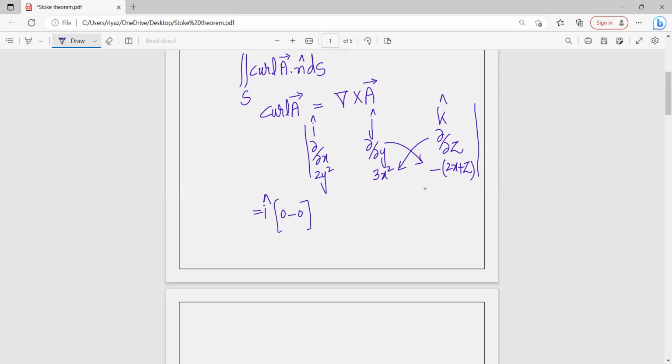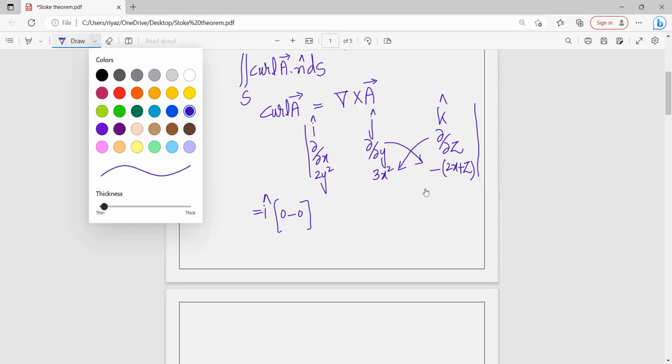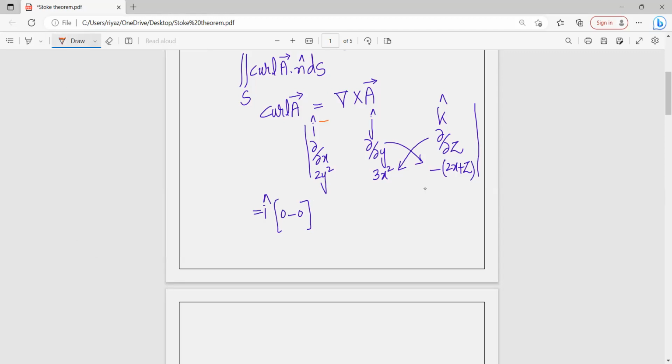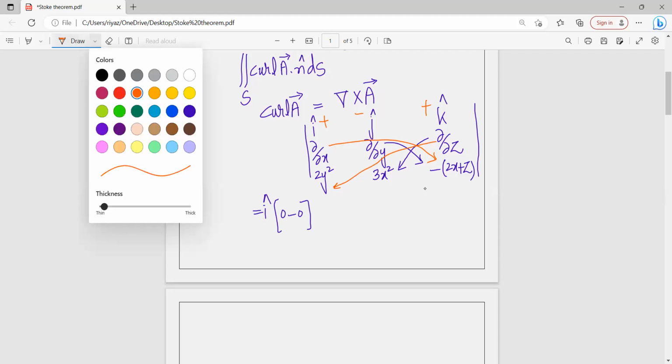And we know the rule. What's the rule here? Minus, plus, minus, plus, minus, plus. Okay. So when we are operating with j, corresponding column and row we neglect. It means dou by dou x of this value and dou by dou z of this value. Like this, dou by dou z of this value. So let us do it.